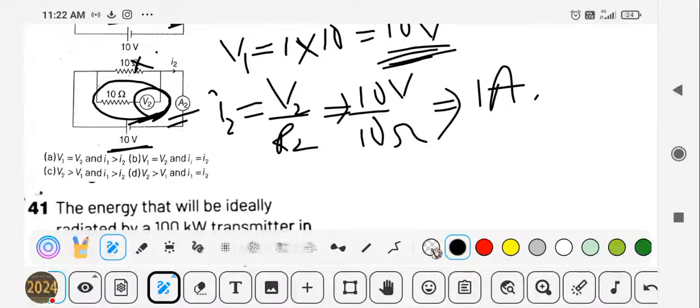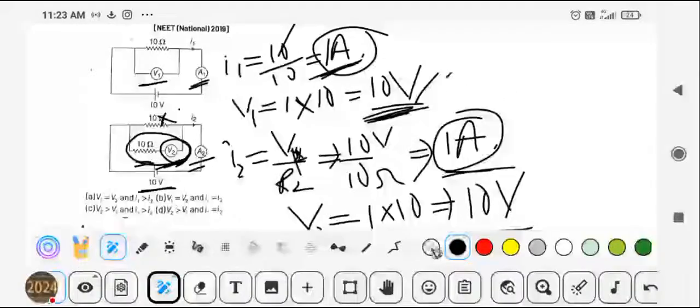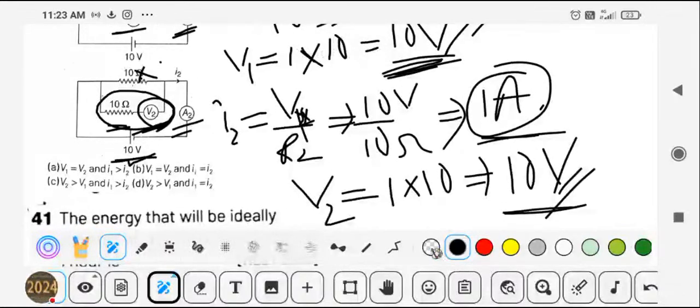Then what is the V2 value? V2 is equal to I2 into R. I2 is 1 ampere. What is the resistance? The V2 connected is across the 10 ohm, so 10, which is 10 volts. From these two circuits, we got 10 volts here and 10 volts there. So we can say from the options that V1 is equal to V2 and I1 is equal to I2. The option will be D.